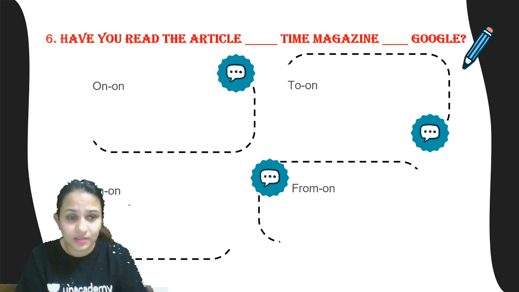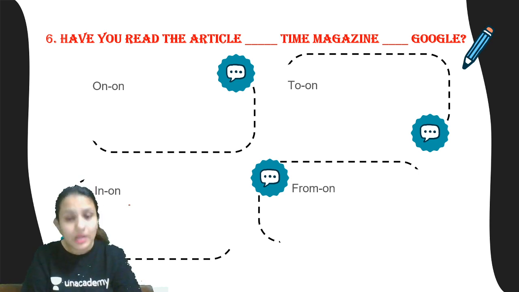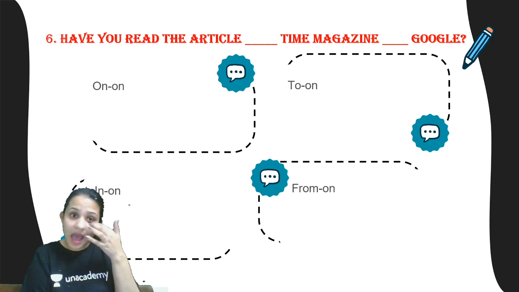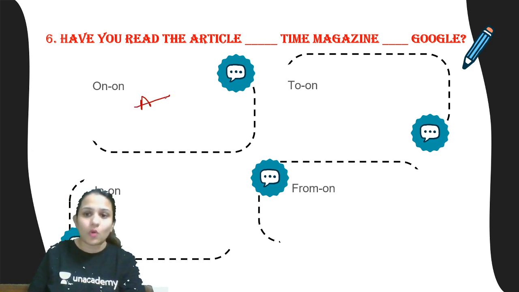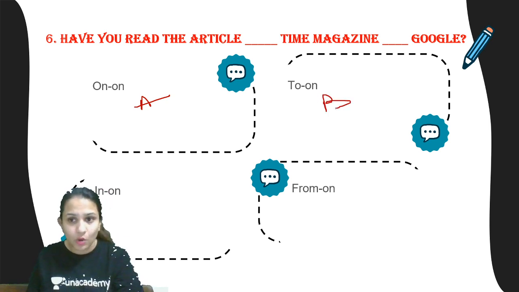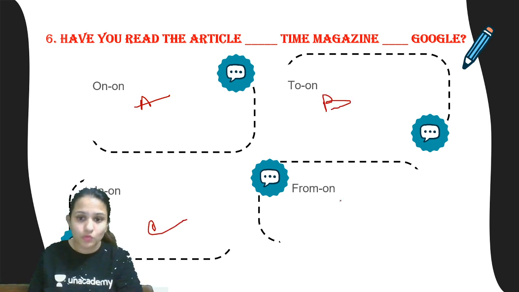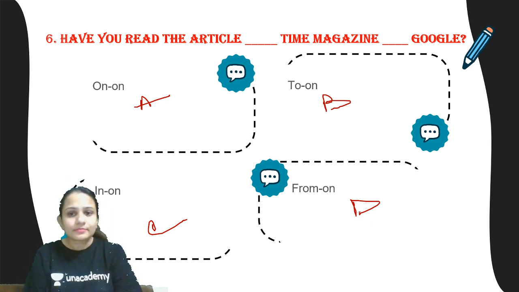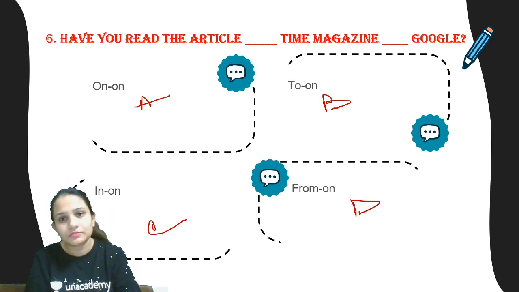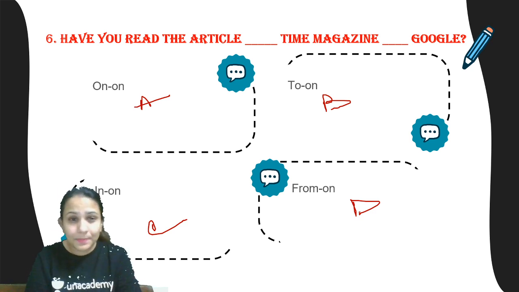Have you read the article? So the next question is also on prepositions. Have you read the article dash Time Magazine dash Google? On Time Magazine on Google, to Time Magazine on Google, in Time Magazine on Google, from Time Magazine on Google. So a little tricky question.